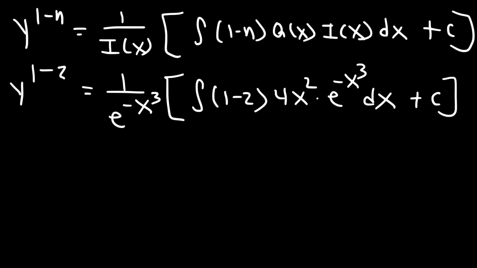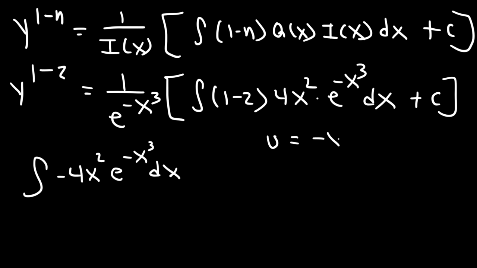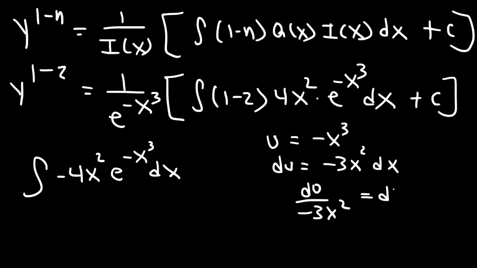Now I'm going to focus on this integral because in order to find the antiderivative of that expression, we need to use u substitution. But first, let's simplify it. So we have 1 minus 2, which is negative 1, times 4. So we have the integral of negative 4x squared e to the negative x cubed dx. So we're going to make u equal to negative x cubed, and du is going to be negative 3x squared dx. And solving for dx, that's going to be du divided by negative 3x squared.